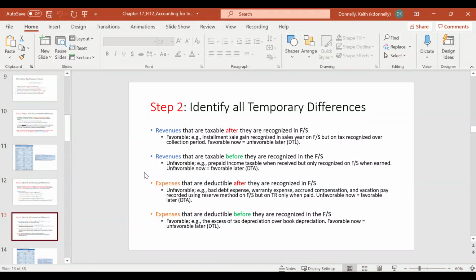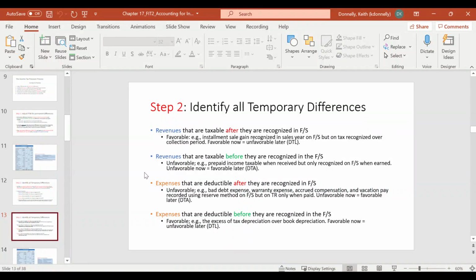So if we have temporary differences that are revenues that are taxable after they're recognized in the financial statements, they're going to be considered favorable. So for example, an installment sale gain recognized in the sales year on financial statements, but on tax year are recognized over the collection period.